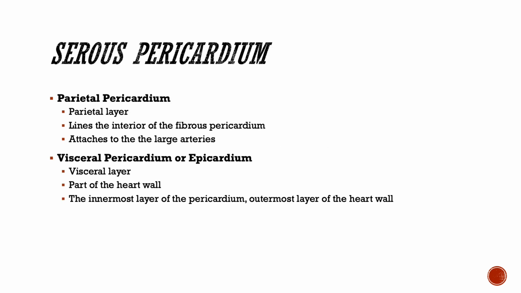I mentioned previously that there are two layers of the serous pericardium. These layers are the parietal pericardium and the visceral pericardium, or epicardium. The parietal pericardium lines the interior of the fibrous pericardium. At the superior aspect of the heart, this parietal layer attaches to the large arteries leaving the heart. The visceral pericardium, also called the epicardium, is part of the heart wall. In other words, the epicardium is the innermost layer of the pericardium and the outermost layer of the heart wall.